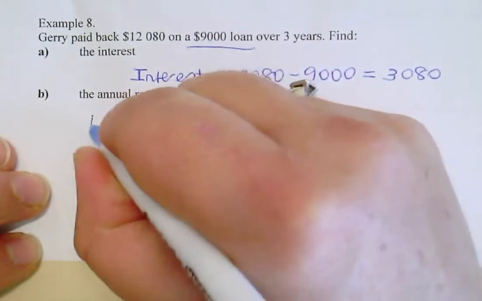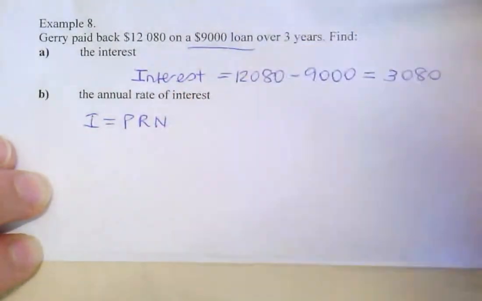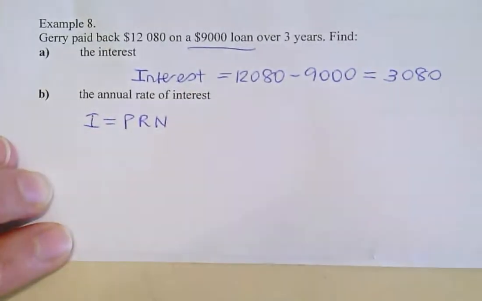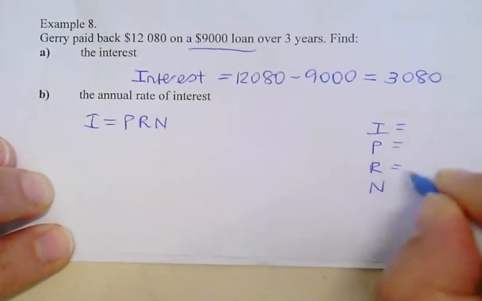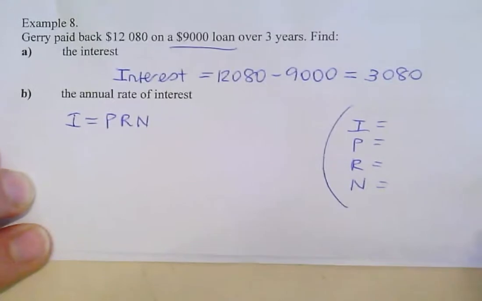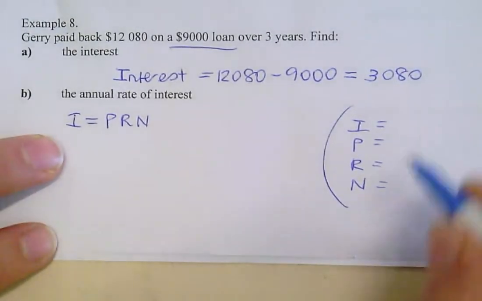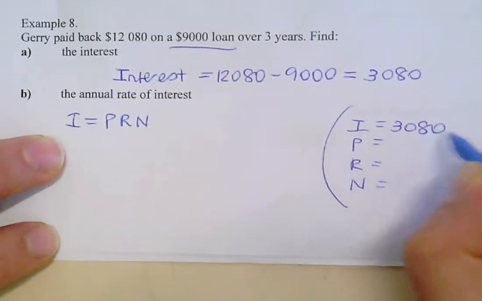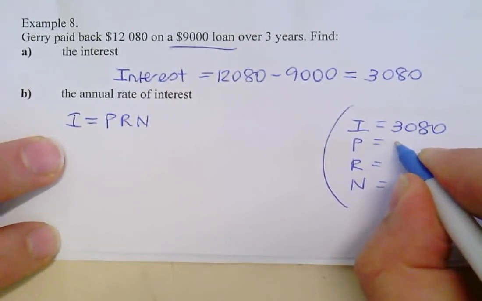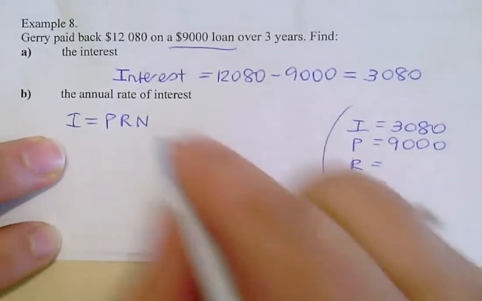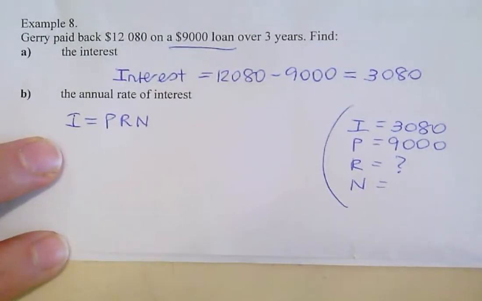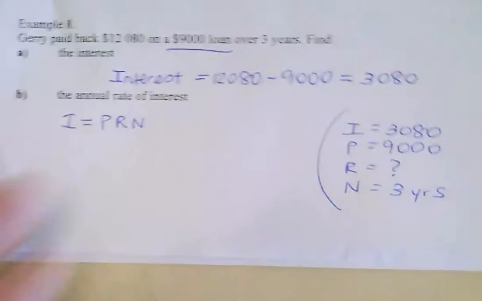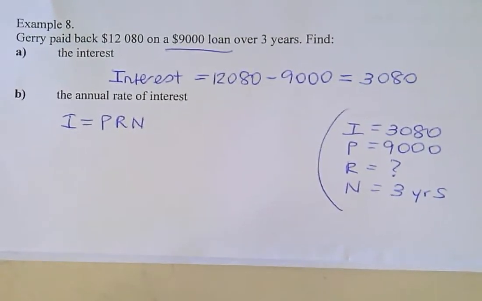This is simple interest, and the simple interest formula is I equals PRN. So always write that out. Then I'm going to write I, P, R, N on the side and write down what information I have in the question. Do we know the interest here? It's 3,080. What about the principal? How much is he borrowing? 9,000. The question is to find the annual rate of interest. That's my question mark, I don't know what the rate is. And N is 3 years. Because N is 3 years, when I use this equation, the interest rate will come out in years.